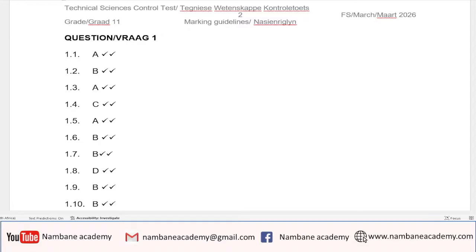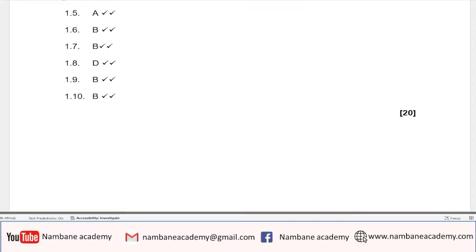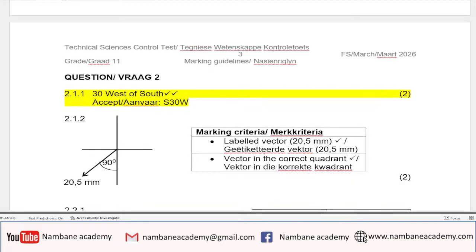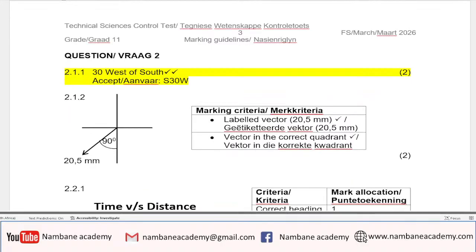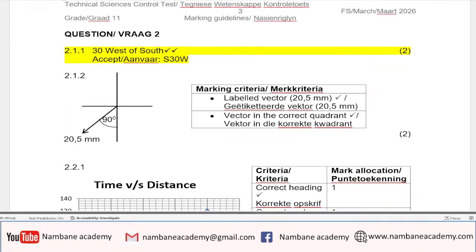All right. Thank you, Ms. Nambani. Question number 2, 2.1. A technical science learner needs to move from point D to C, which is 2.5 kilometers apart. Point D is located 210 degrees to point C.